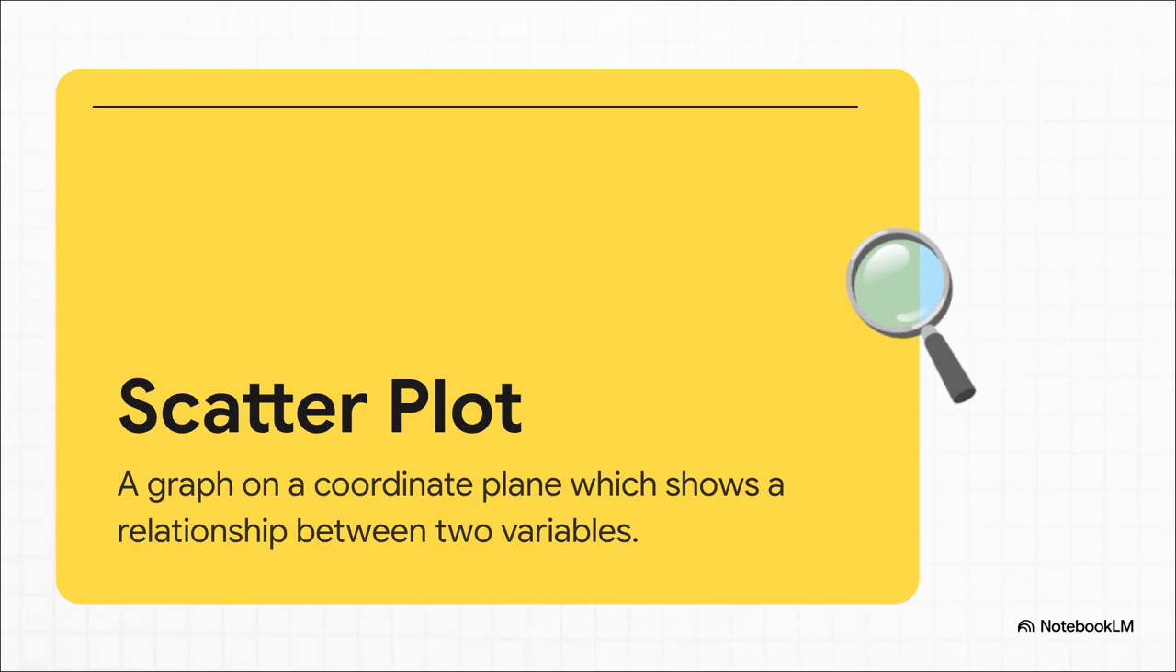The scatter plot is going to be our hero here. It's this special kind of graph that takes two different pieces of information, plots them on a chart, and just lets us see if there's a connection between them, a pattern we'd never spot just by looking at a list.